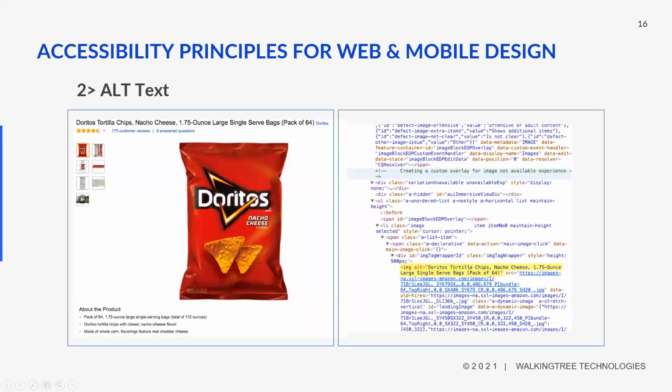This one is actually my favorite. If you have been a UI designer who has been coding or making things happen in HTML, we have been writing alt text, but we may not have seen the immediate result, or why we use it. This is where it comes into the picture. So why is alt text important? As you can see in my image here, you have a Doritos nacho cheese pack, and how it has come on the HTML side. On the coding side, you can see Doritos tortilla chips nacho cheese, 1.75 ounce large single serve bags, pack of 64.